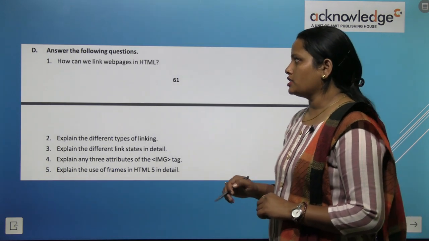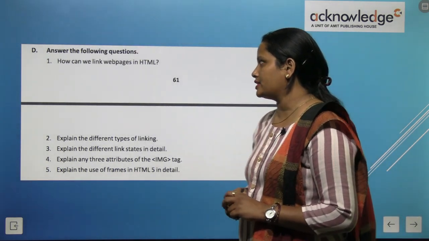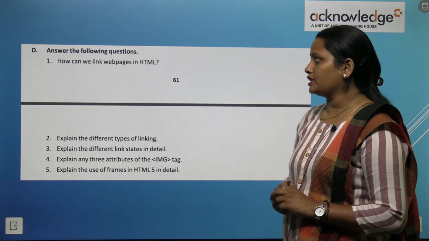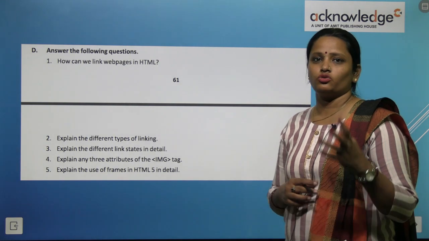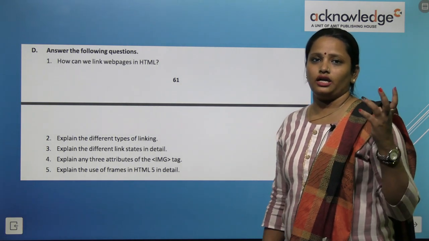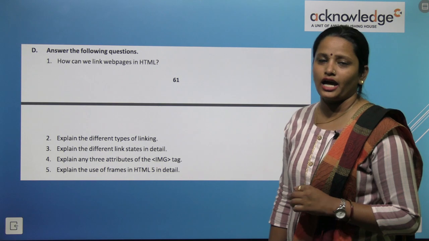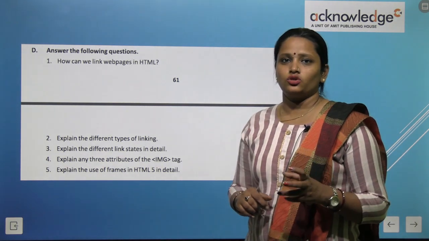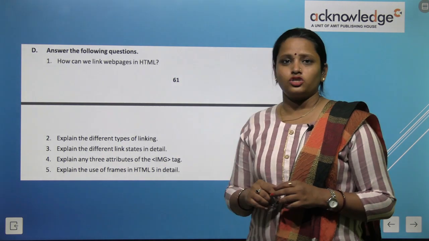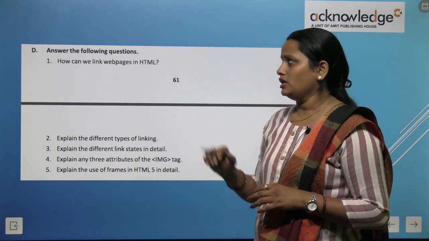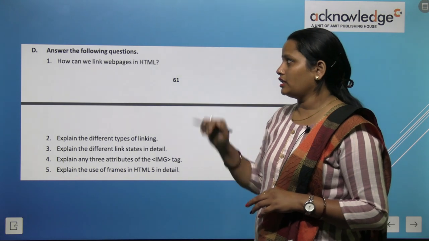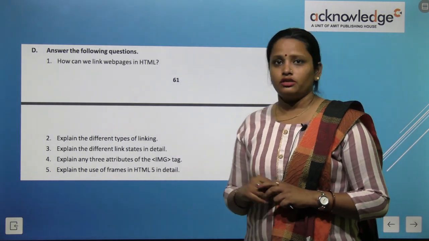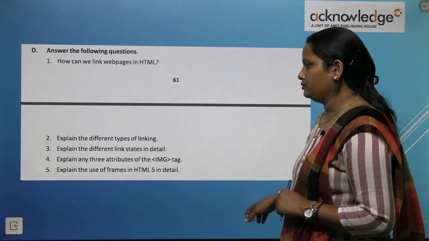Now question and answers. How can we link web pages in HTML? For linking web pages in HTML, first we use the A tag. It is a container tag, so it has an opening and a closing tag. So the A tag is used, and we also use external and internal linking for linking the web pages in HTML. Now children, the rest of the questions you have to do on your own.